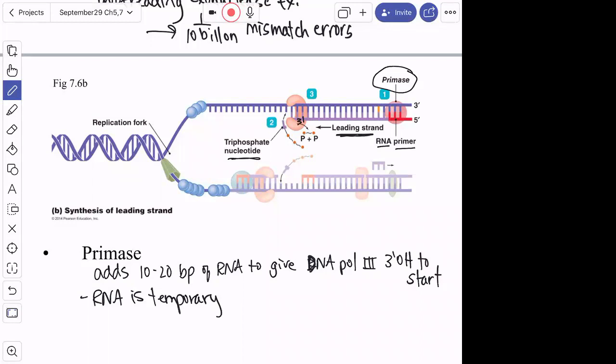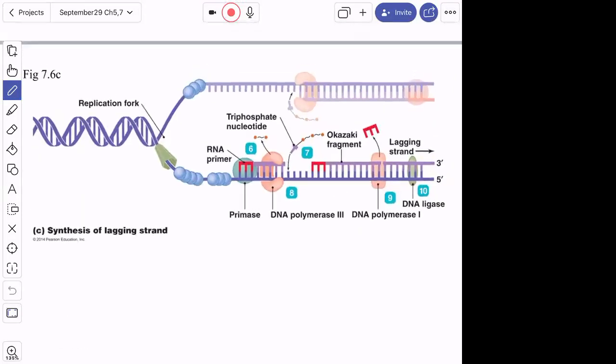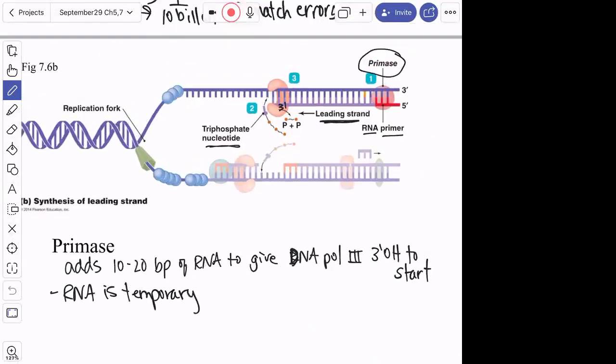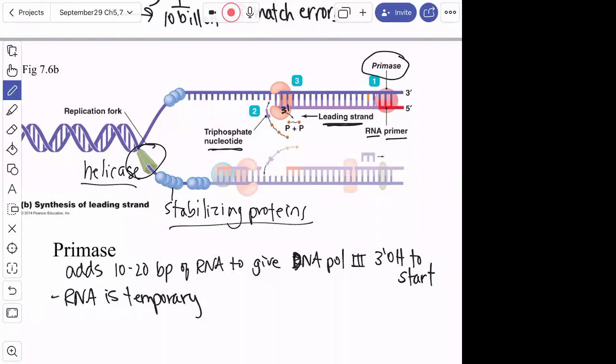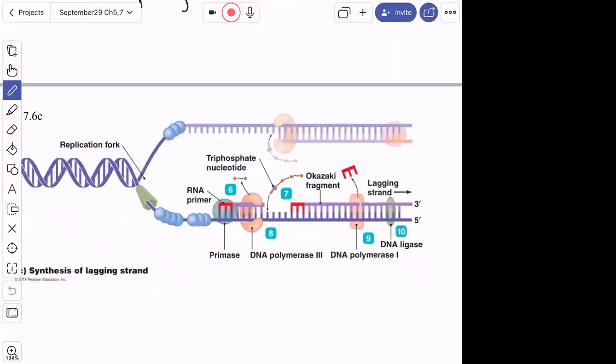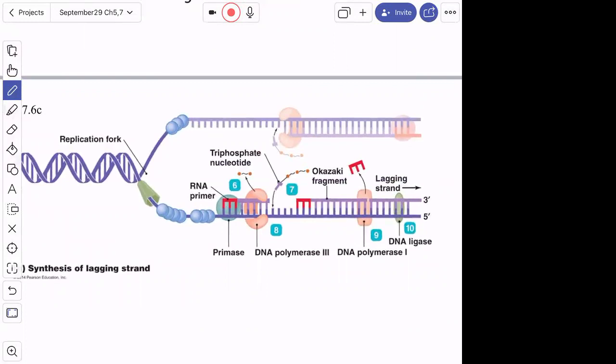The lagging strand. I think we have time to go through this. Let me point out here, this enzyme right here is the helicase. That's the unzipping enzyme. And then there are going to be some stabilizing proteins here that just keep that replication fork open. All right, the other enzymes involved here are mostly with the lagging strand.